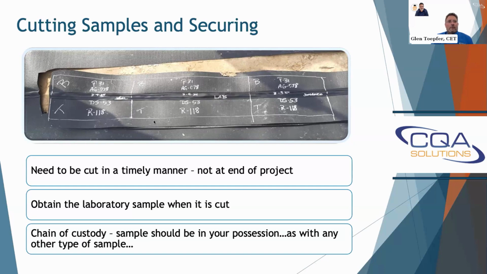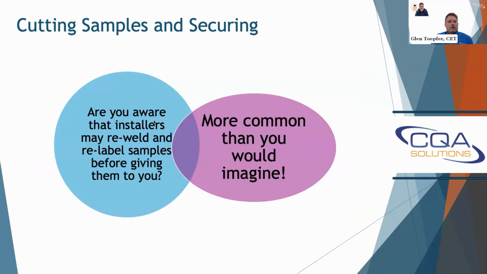And whenever we get our samples, a lot of times we get them back from the installer. It may be later that shift, it might be the next day. But what happens with those samples from the time they're cut out till they get in your possession? We have a lot of former installation people come and work for us from time to time as CQA, and some that have retired, and you talk to them, and rewelding of samples and relabeling of destructive samples, it's way more common than you'd think.